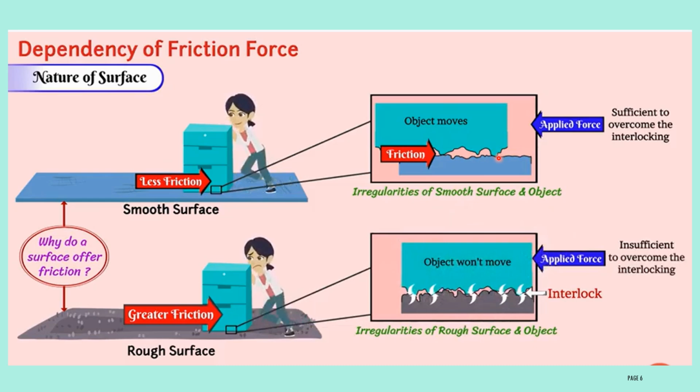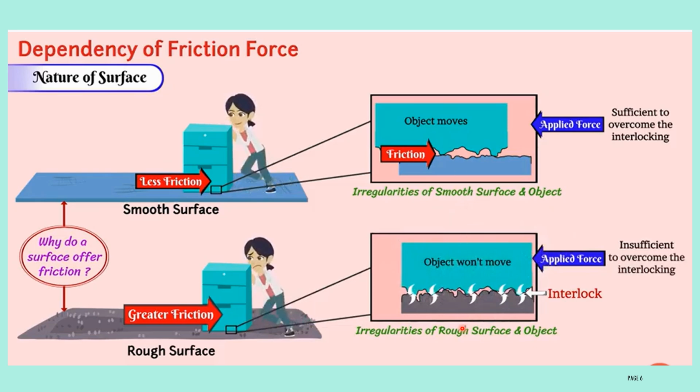In the case of a smooth surface, because of the fewer irregularities, the object's irregularities come in contact with the surface irregularities, and both interlock. But because of the less interlocking, if you apply less force it will start moving, therefore the frictional force will be less. If you apply less force, that interlock will get lost. Because of the interlocking loss, the object will start moving because of the less friction.